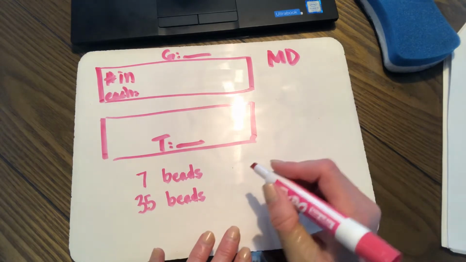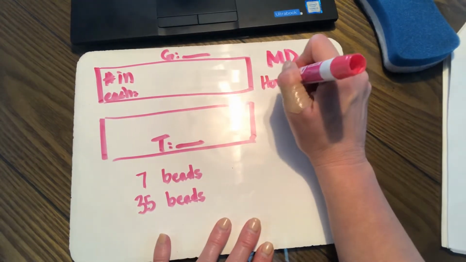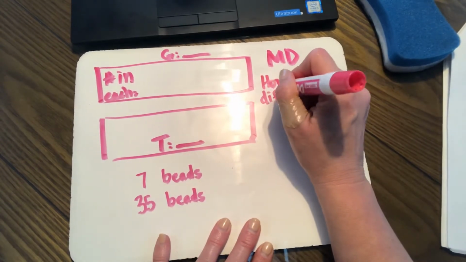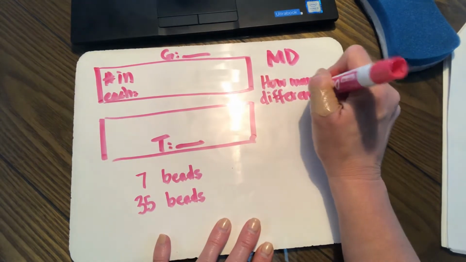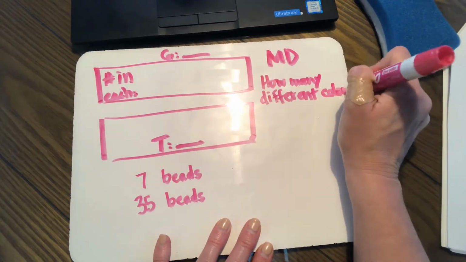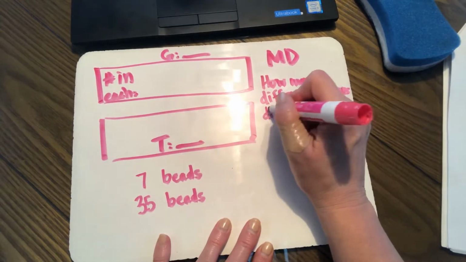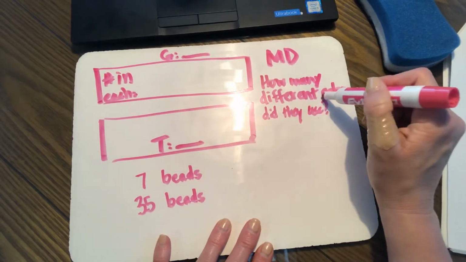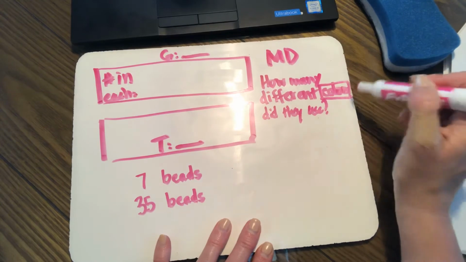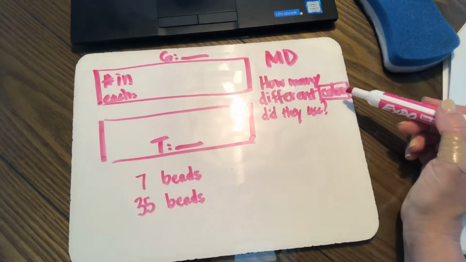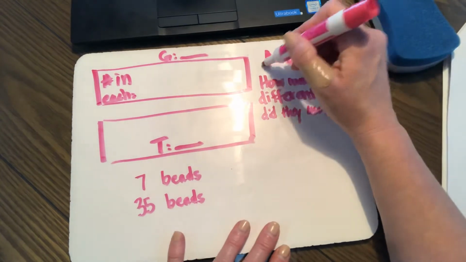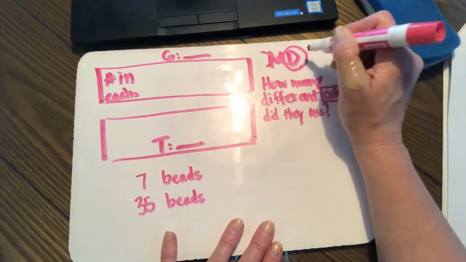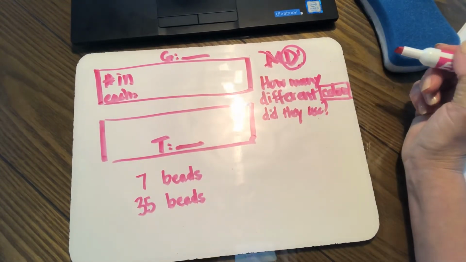And what I want to know is how many different colors did they use? So in this case, I'm looking for how many what? Colors. I've got beads, and I'm looking for colors. No, my labels don't match, but because my labels in my story are the same and the question is asking for a different answer, it is an automatic D1.